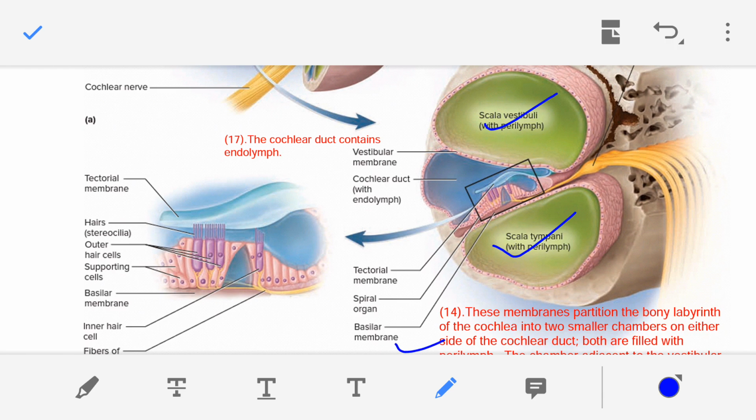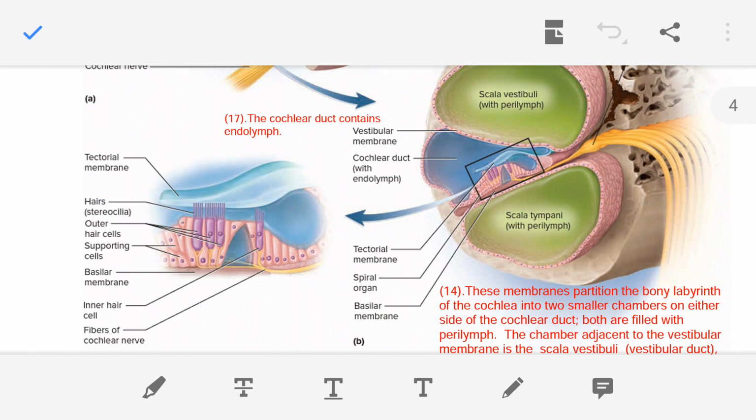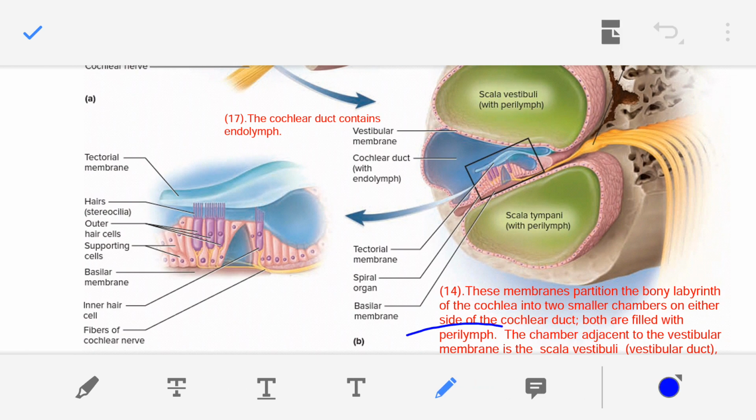of the cochlear duct. In the center, this blue color portion is the cochlear duct, and on either side the two chambers are present, and in both chambers fluid is present. So the chambers are filled with fluid, and the fluid is known as perilymph. Here you can see perilymph.